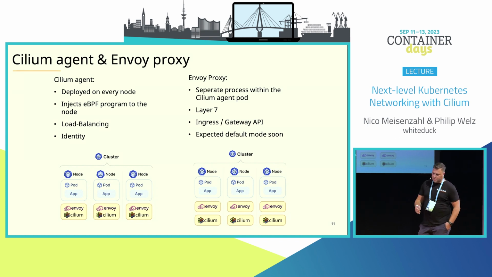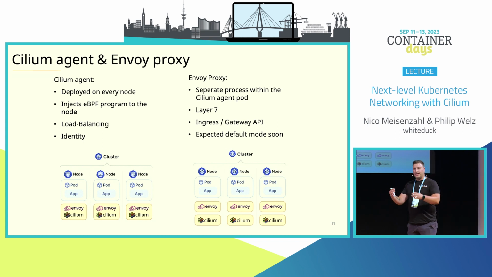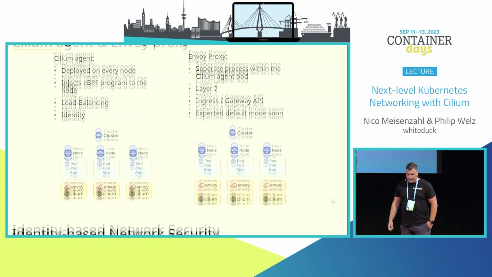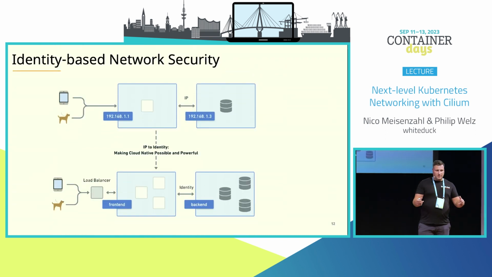And the Envoy proxy also takes care of the whole Ingress gateway API implementation in Cilium. And as I said, it will be the default mode with the next releases. It's expected to be. And what is the Cilium identity that we talked about before?